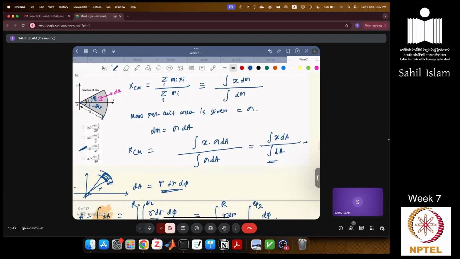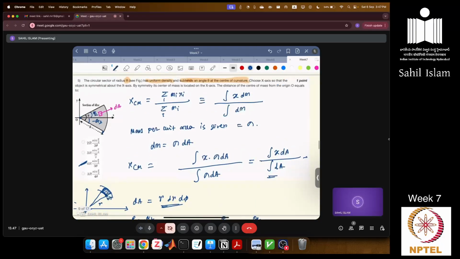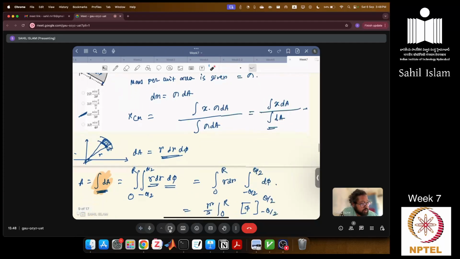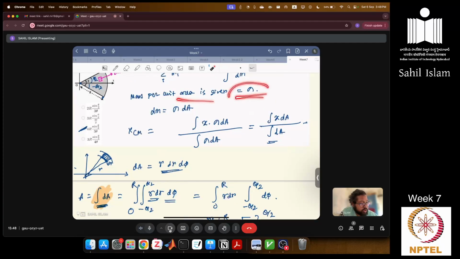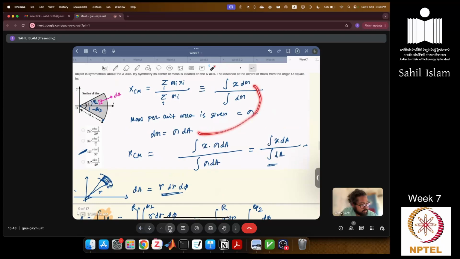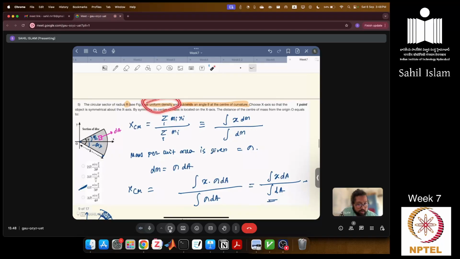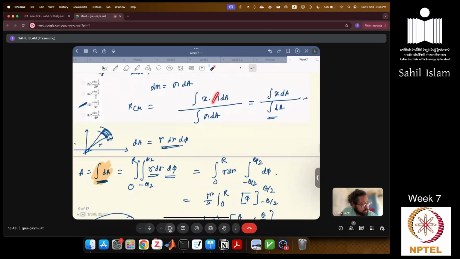So let's go through one more time. We know the center of mass to be given by this, and we transform it to a continuum setup where we have integral x dm by integral dm. Now mass per unit area we assume to be sigma, so dm equals sigma dA. We replace dm with sigma dA, and because the density is uniform, sigma is constant and cancels, so we get x dA by dA.